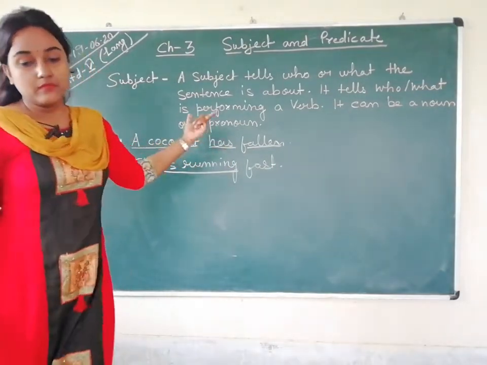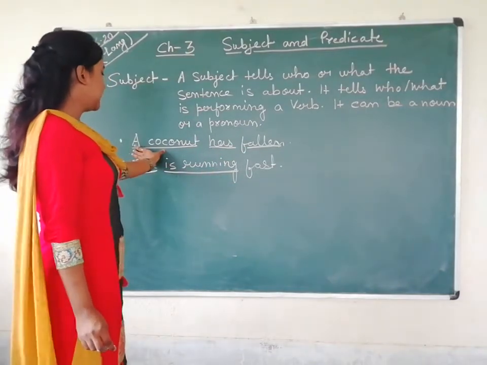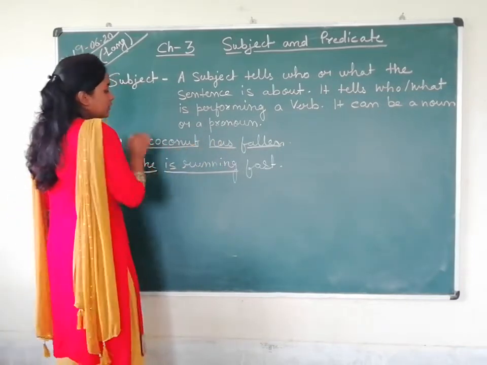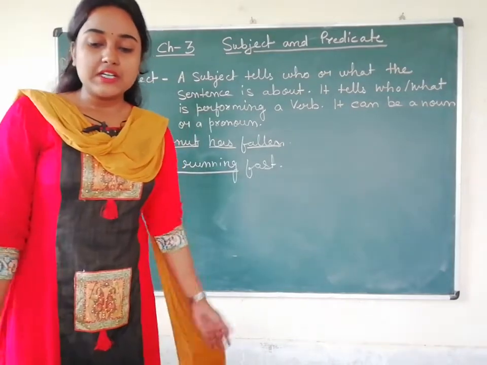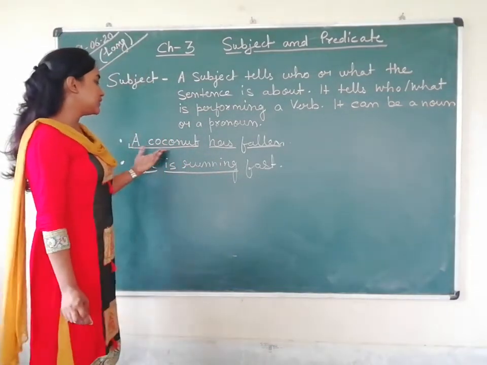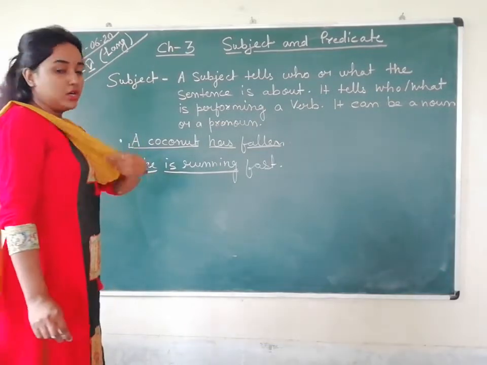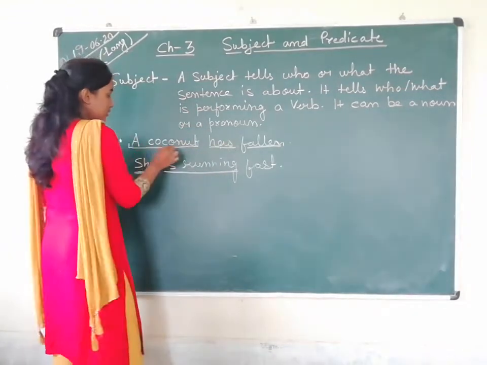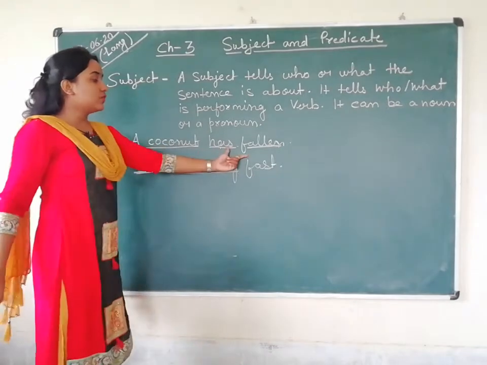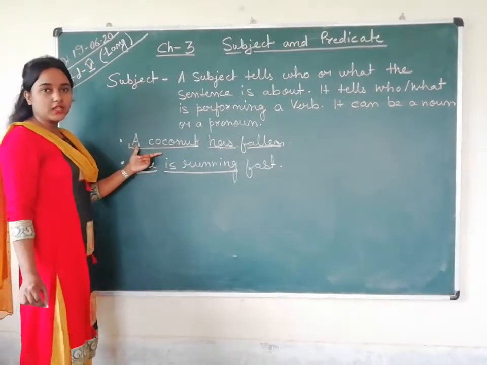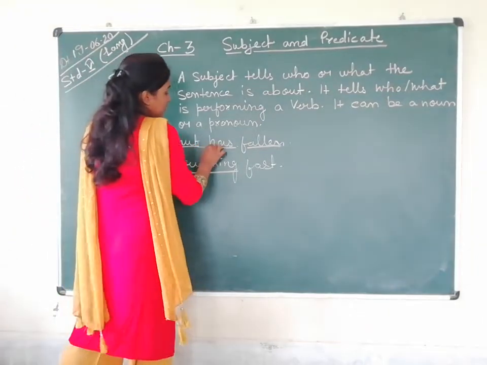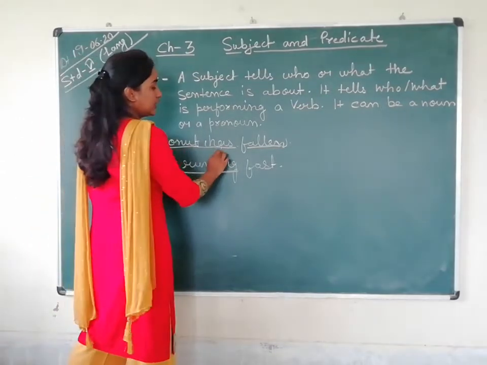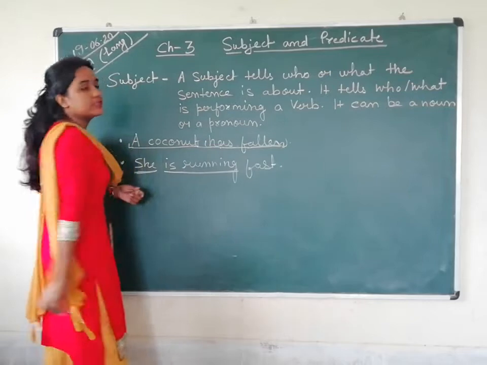is the remaining part of the sentence, because a coconut was our subject. Now what is it telling about? It is telling about a coconut. So this is called the predicate. Has fallen is talking about a coconut. This verb is telling about the subject, a coconut. The leftover part, except a coconut, is has fallen. So has fallen is the predicate.